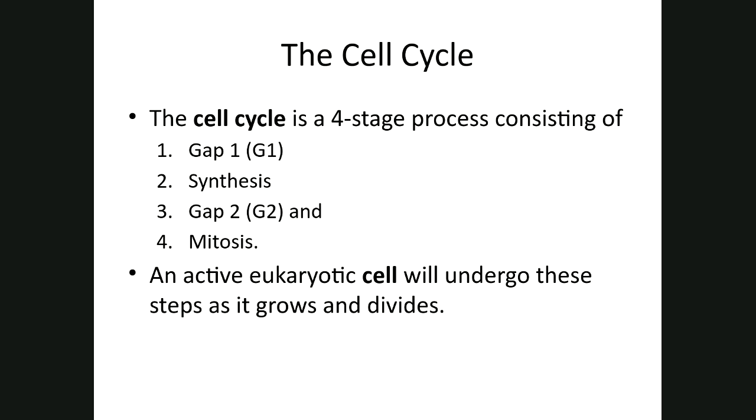An active eukaryotic cell will undergo these steps as it grows and divides. All the steps should be carried out by one eukaryotic cell to be alive and give rise to new young cells, daughter cells. So all the stages should be passed by one cell. So how do these stages look?